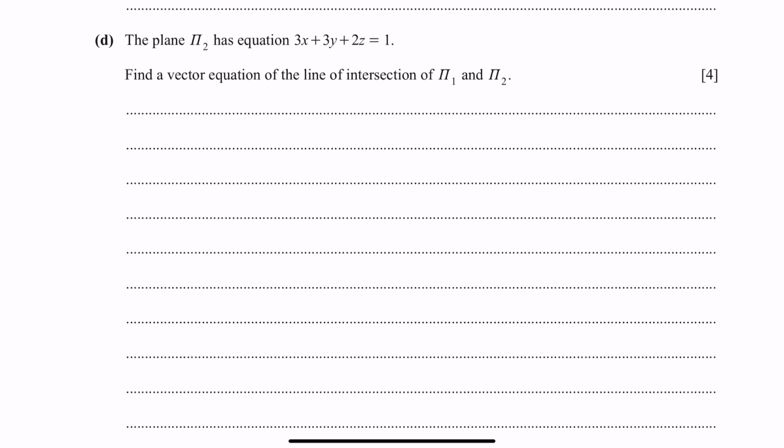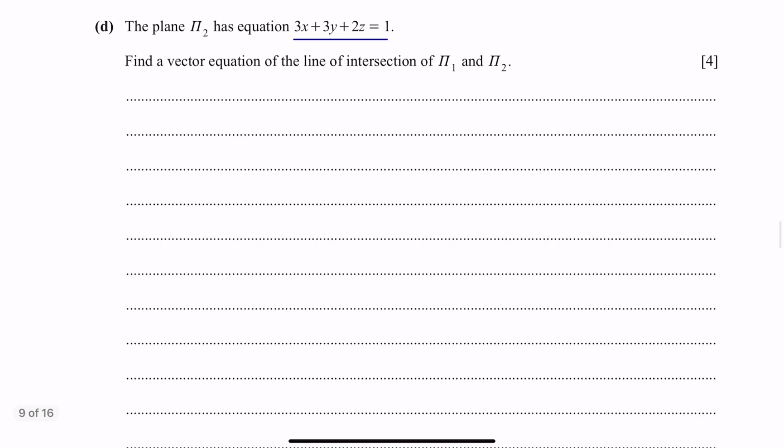For part D, we have another plane with this equation. And now we need to find the line of intersection of plane 1 and plane 2. So we have the equation of the first plane, which is x minus 4y plus 3z equals -1. And the second plane is 3x plus 3y plus 2z equals 1. This is the first equation. This is the second equation.